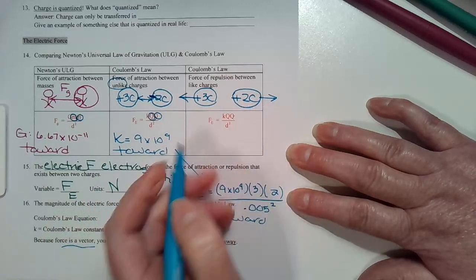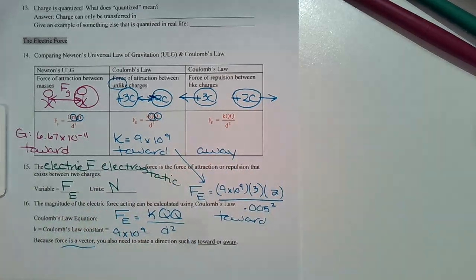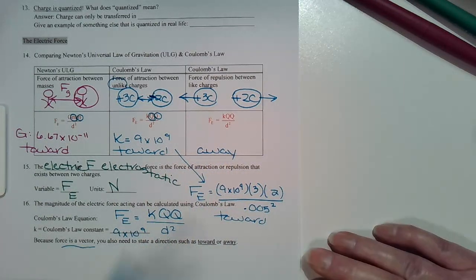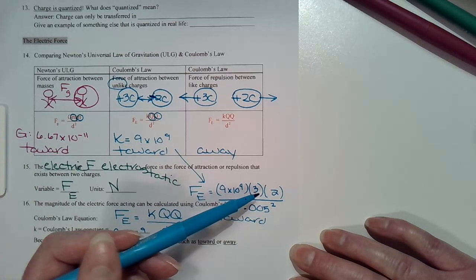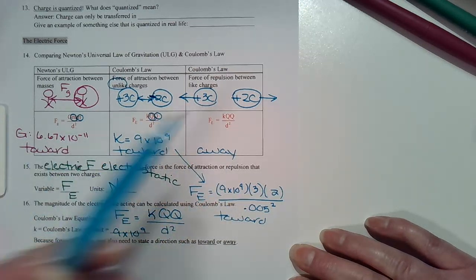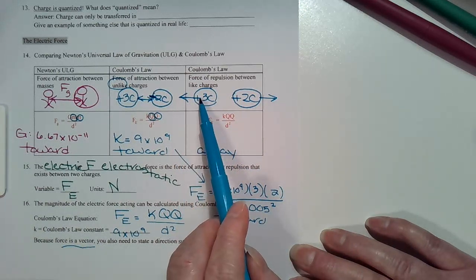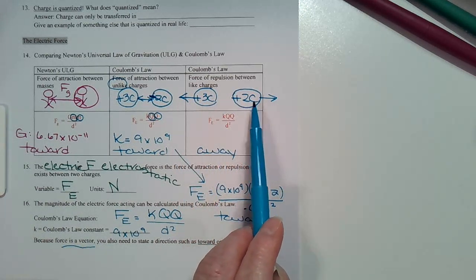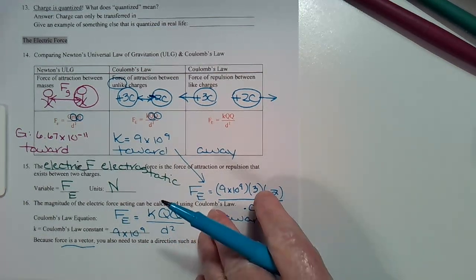And so when I number crunch this one, I'm going to have to make sure that I use the word away. So the point is, I put the values in the equation, and then my direction is what takes into account the signs. If this was a negative and this was a negative, they would still be repelling, so I would still use the concept of away.